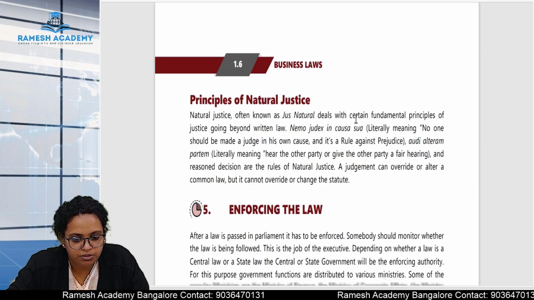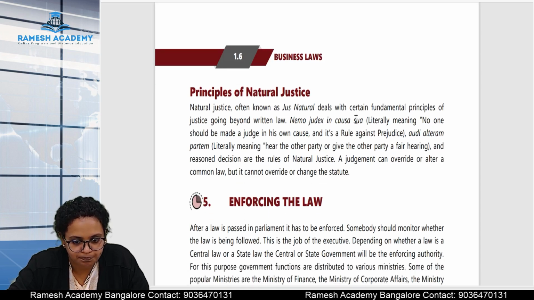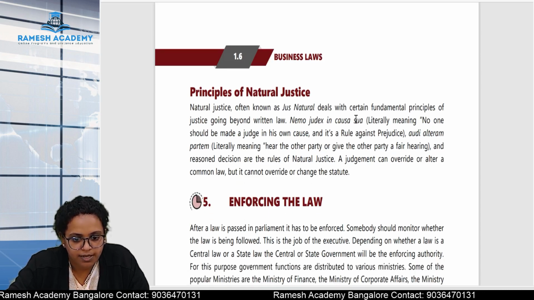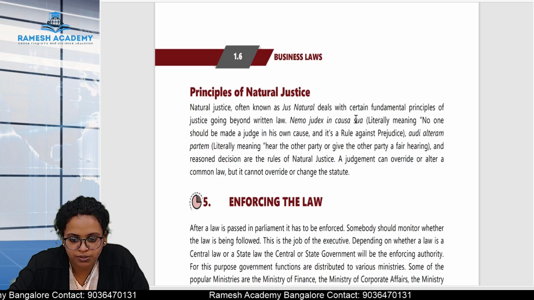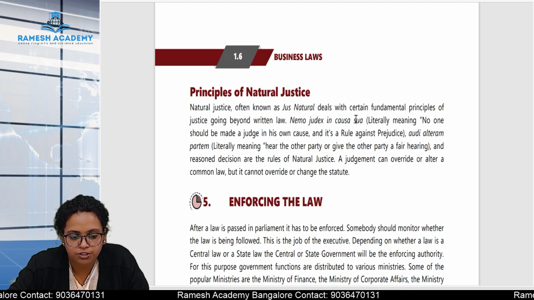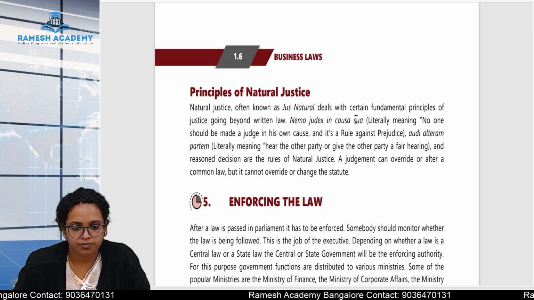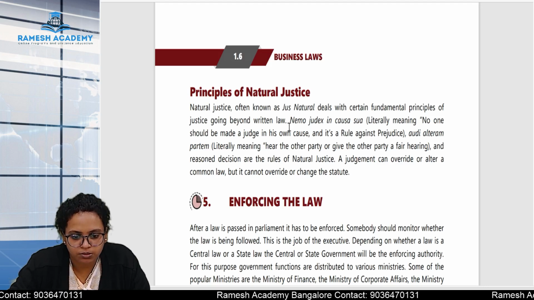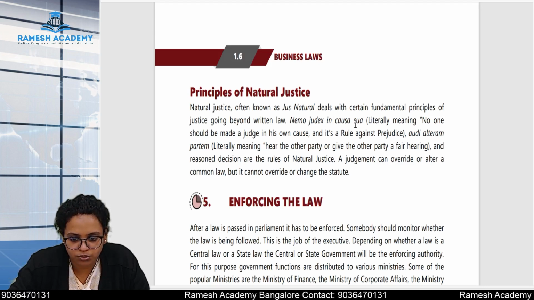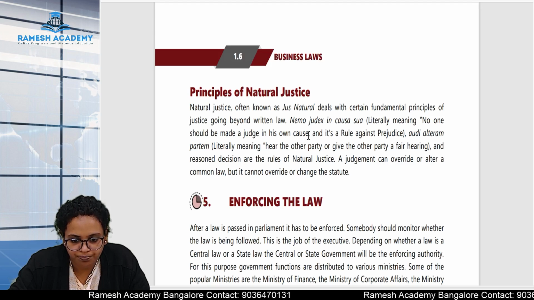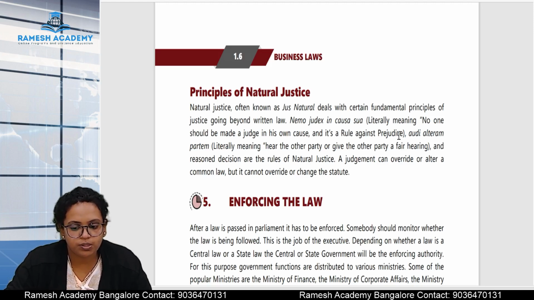Okay, now coming to the principles of natural justice. Natural justice, often known as jus naturale, deals with certain fundamental principles of justice going beyond written law. It also says nemo judex in causa sua. The literal meaning is, no one should be made a judge in his own cause. It's a rule against prejudice.